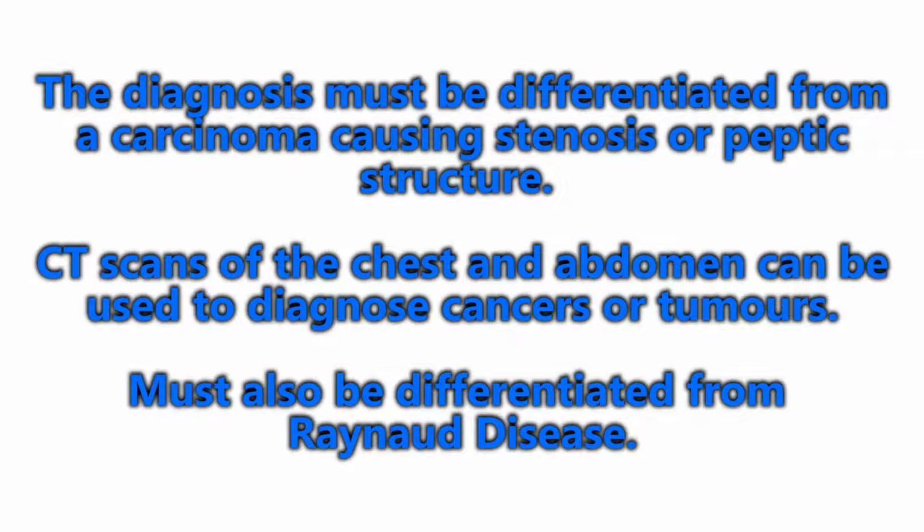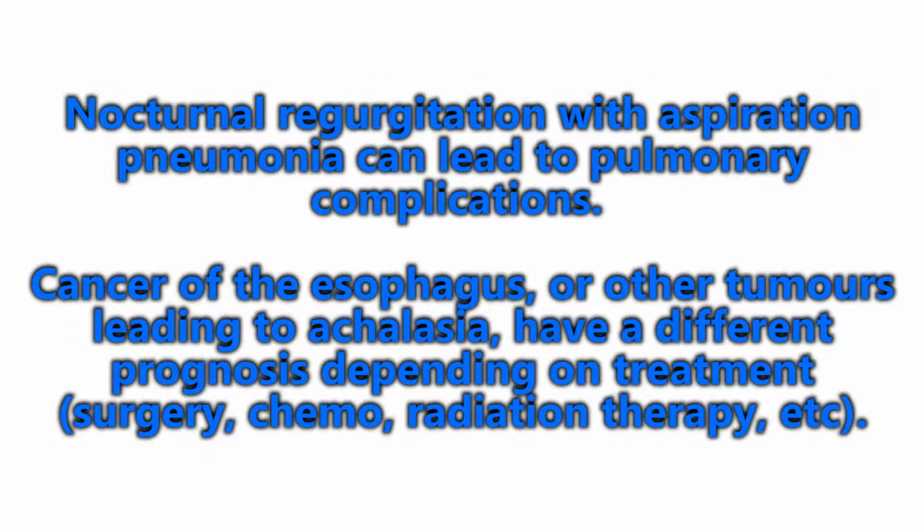So what are some of the problems or complications and issues with prognosis? Nocturnal regurgitation with aspiration pneumonia can lead to pulmonary complications. Cancer of the esophagus or other tumors leading to achalasia has a different prognosis depending on the treatment. So surgery, chemotherapy, or radiation therapy.